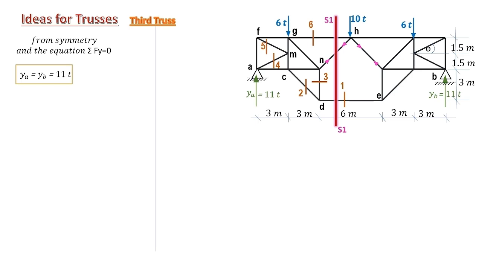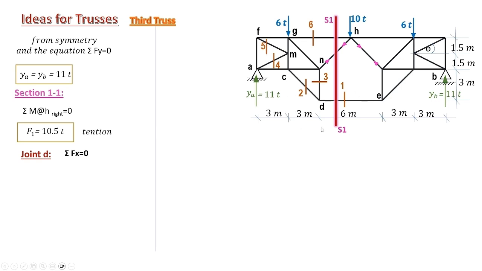To calculate member 1, we have our section S1, S1, and we consider, of course, moments about H, because we want to get rid of the other cut members and to have one unknown in our equation. So taking moments about H, any part of the truss you are convenient with, you will obtain F1 equals 10.5 tons. Tension force.